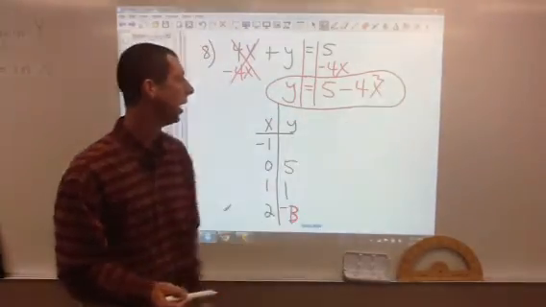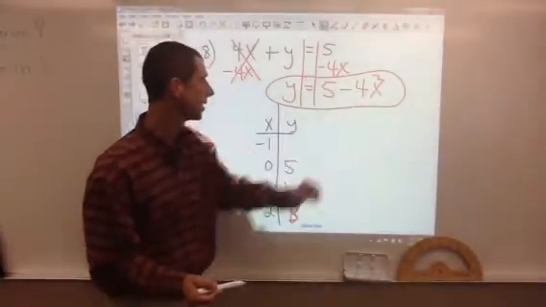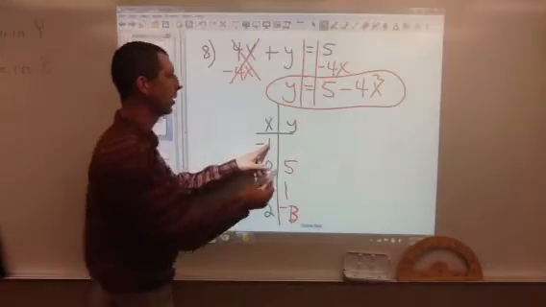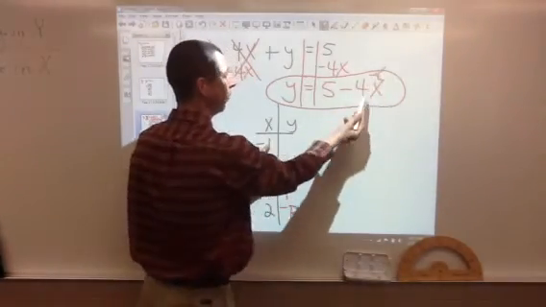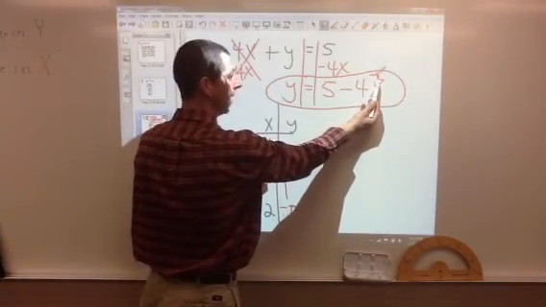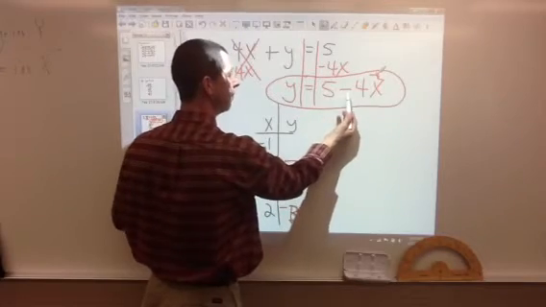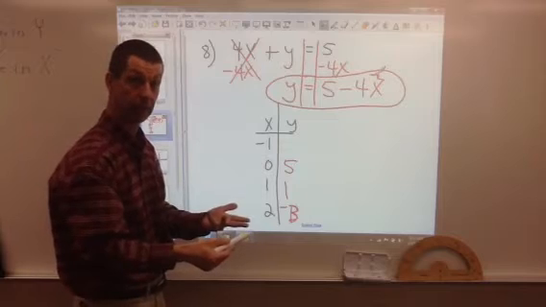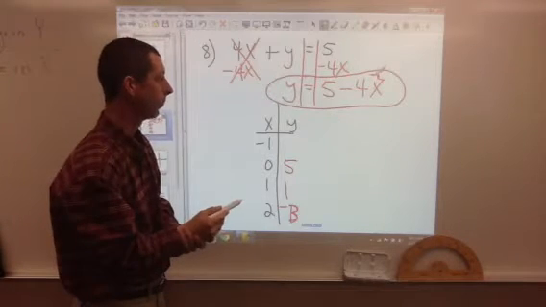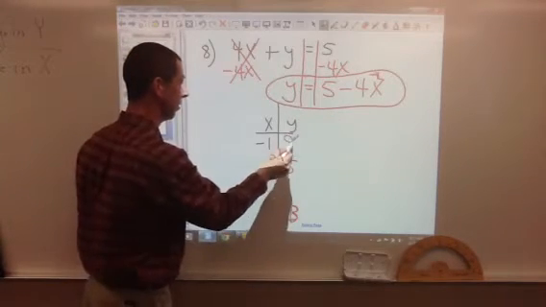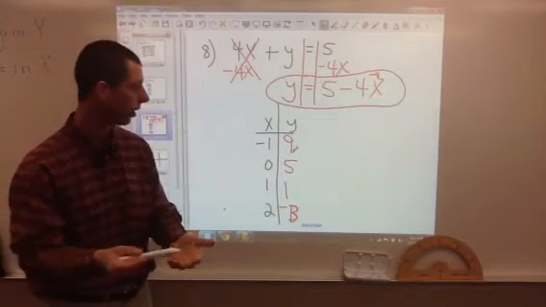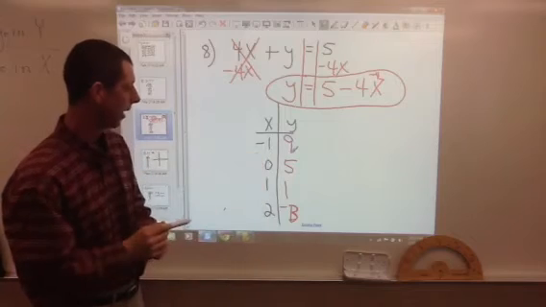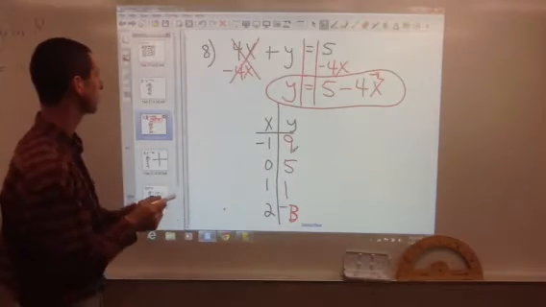4 times 2 is 8, 5 minus 8 is -3. Now we're continuing with that pattern. Now let's put -1 in here. 4 times -1 is -4. 5 minus -4, if you add the opposite, that's going to be like 5 plus 4, which would be 9. And once again, use your calculator to help you with that. All right, so there is our table all filled in.